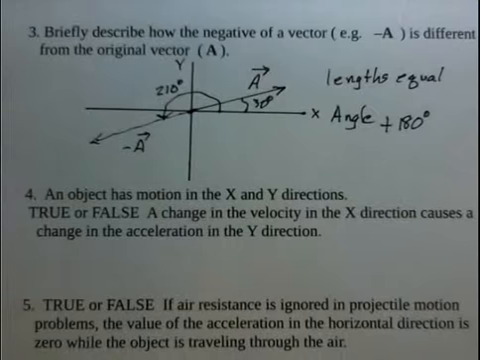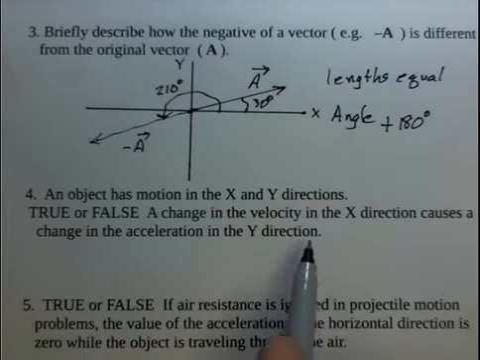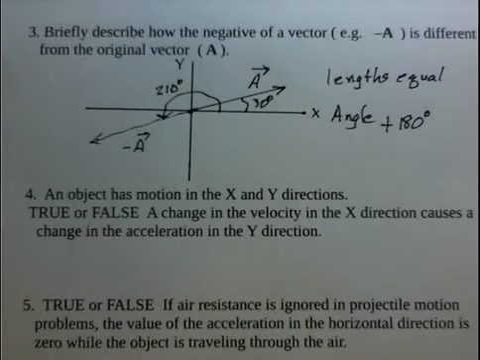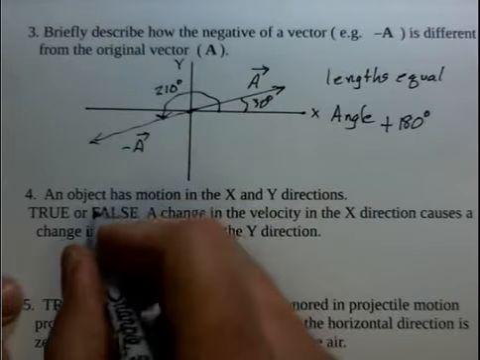An object's moving in both the x and the y direction, so we have projectile motion here, and we have some change in the velocity in the x direction for some reason. And the statement here is this is going to cause a change in the acceleration in the y direction. So we're making a statement that a change in the velocity in the x direction affects the acceleration in the y direction, and that is false.